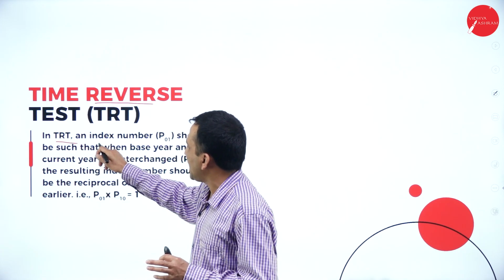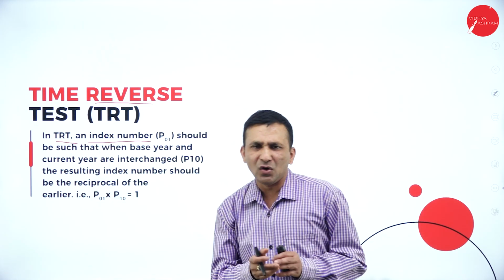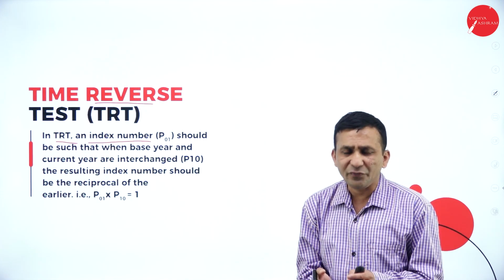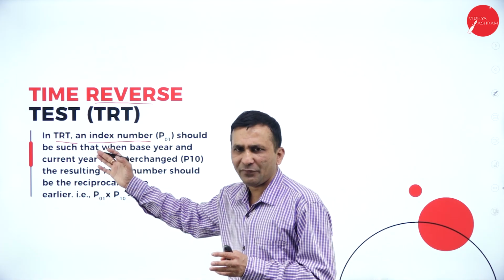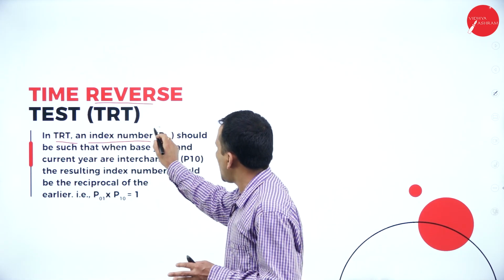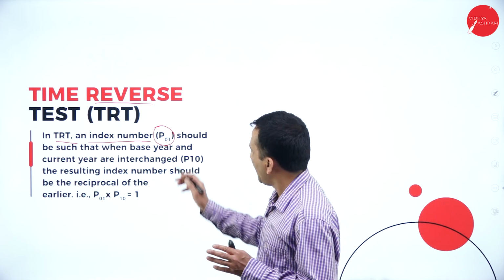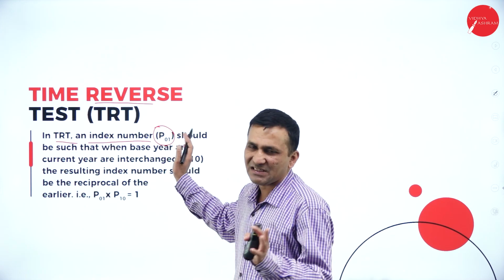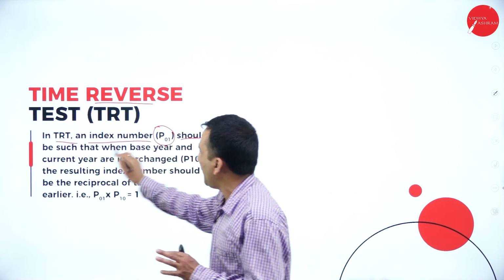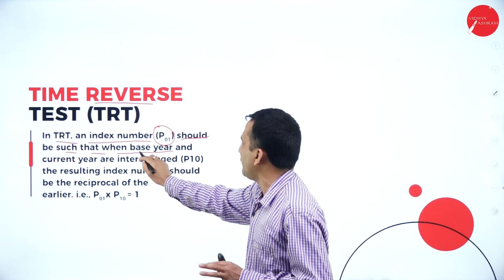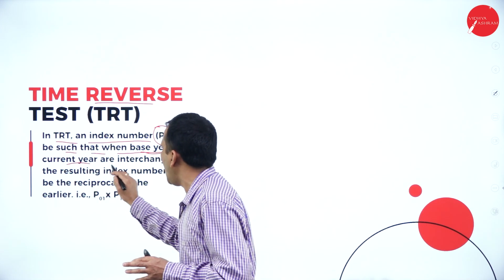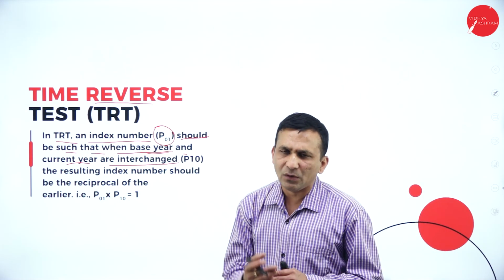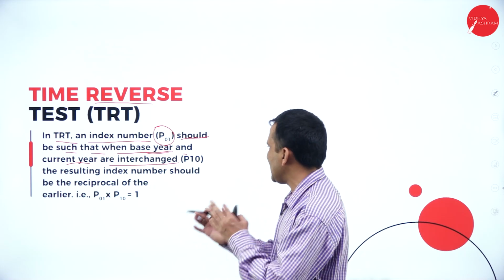So here the time reversal test has a very simple condition. Any index number, because we know Laplace, Paasche, Marshall-Edgeworth, Drobisch-Bowley and Fisher's index, is related to time factors, and is always denoted without changing the time. So we are not doing a reverse. Normally when we write P01, which is a price index, it should be such that when the base year and current year are interchanged, the base year price instead of 0 we write 1, and in place of 1 we write 0. So that is a time reversal.